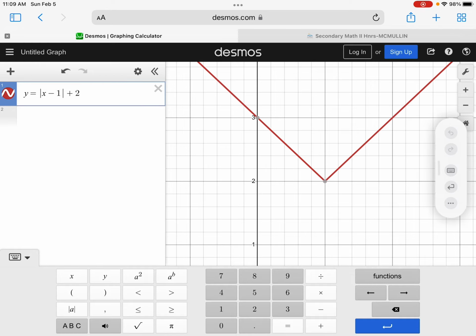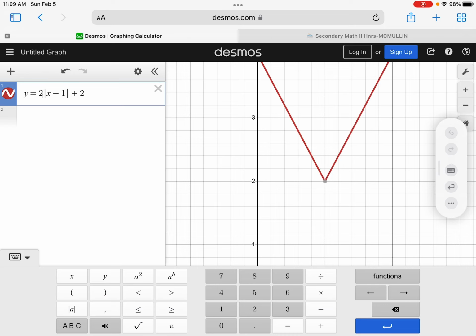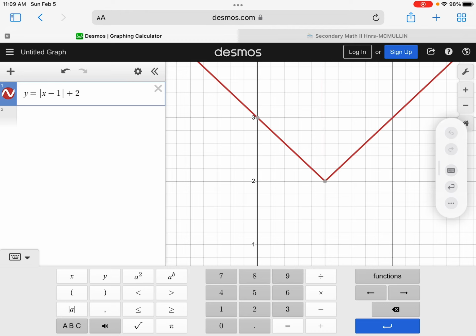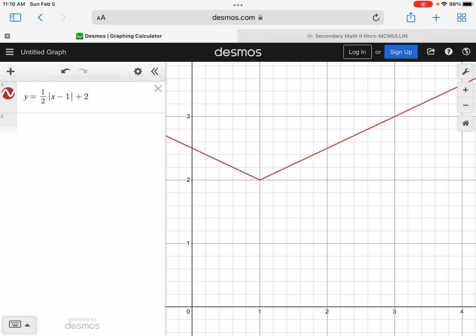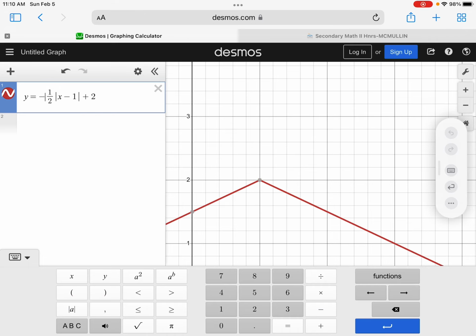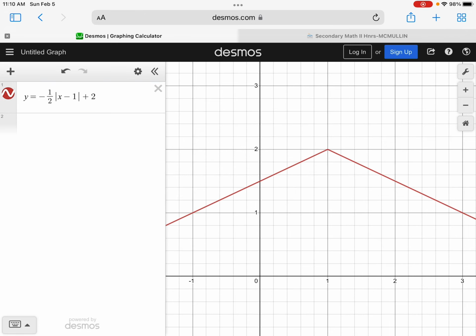What if we did something here and just stuck the number 2 in front of it? See how it gets steeper? What if we made it 22? 222 gets steeper and steeper. What happens if we make this instead some kind of fraction like 1/2? Now, here the slope is 1/2, so you go up 1 over 2, up 1 over 2, up 1 over 2. That's your slope. What if we put a negative sign in front of it? Okay, now it's the same thing, but it's flipped upside down.